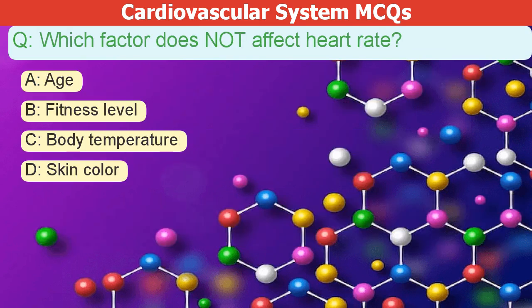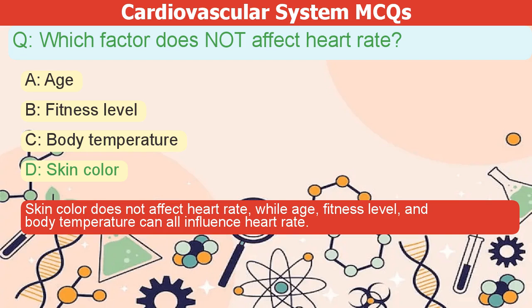Which factor does not affect heart rate? A. Age. B. Fitness level. C. Body temperature. D. Skin color. The correct answer is D. Skin color does not affect heart rate, while age, fitness level, and body temperature can all influence heart rate.